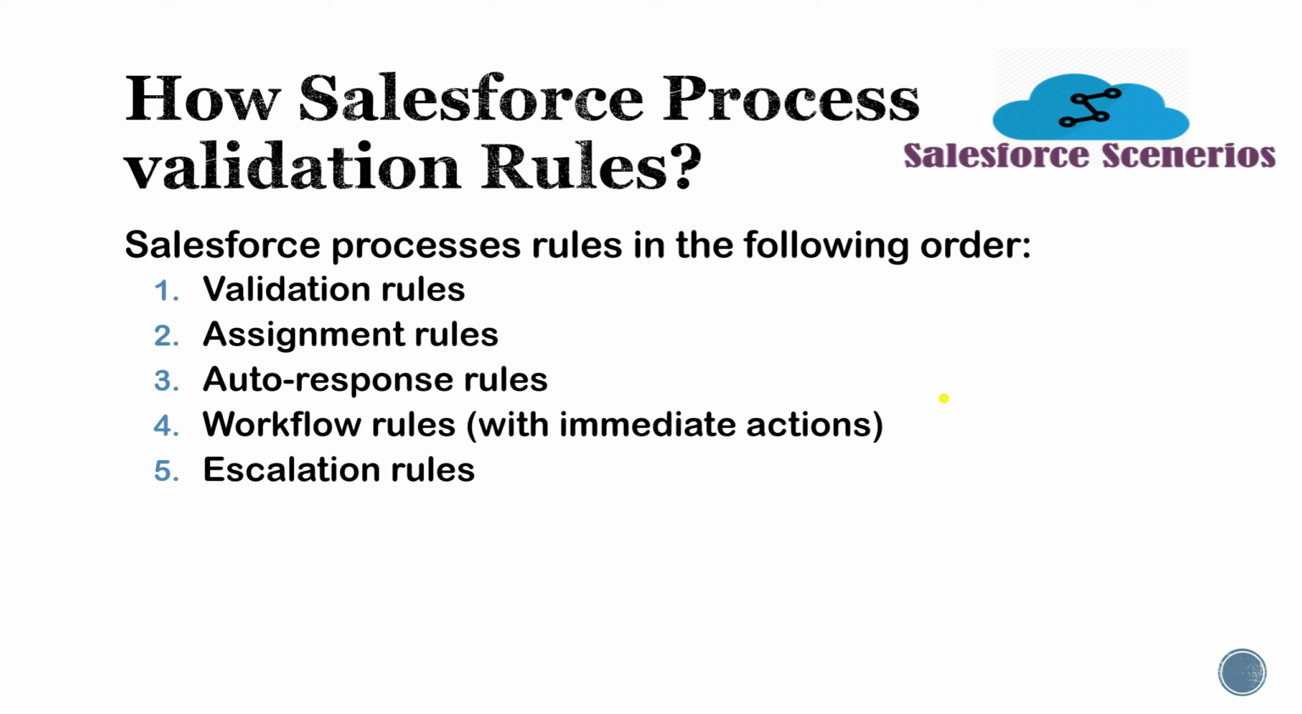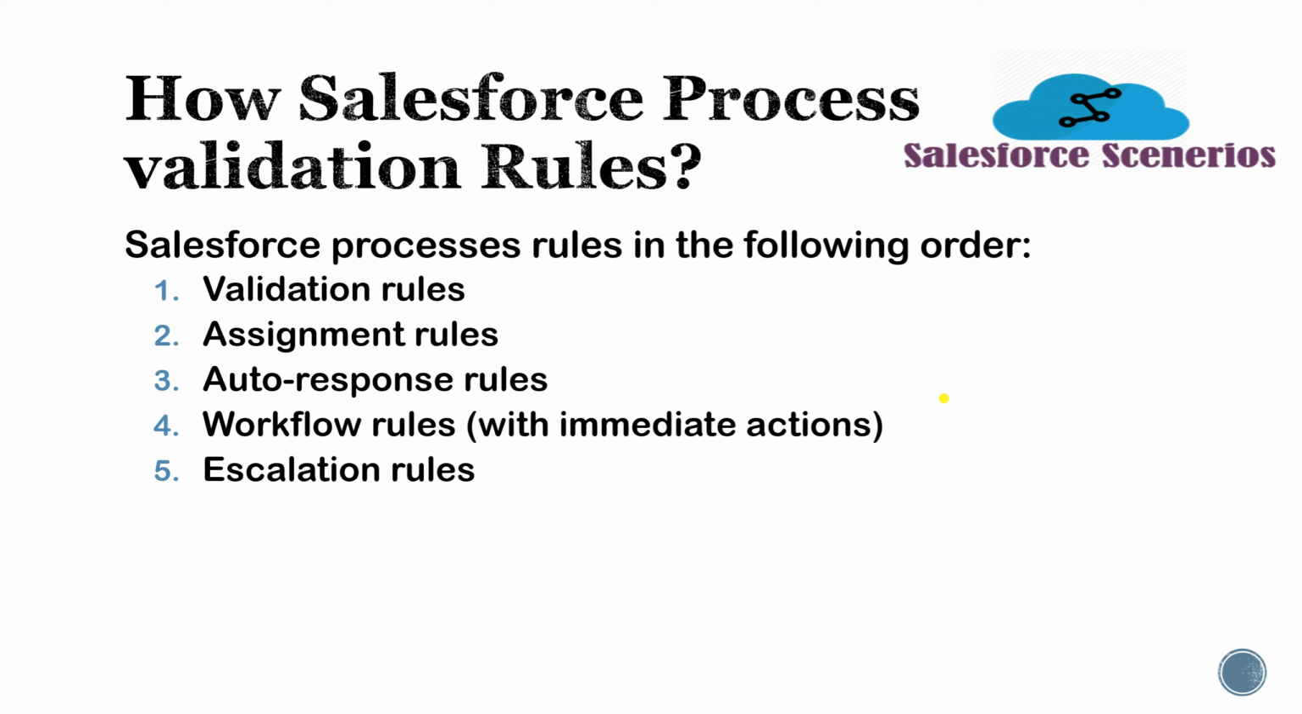Another important point, guys: if we are applying a validation rule on a certain object to a particular field, and that validation rule evaluates to true, the user will get the error on that field. If it evaluates to false, the record gets saved in Salesforce while applying the validation rule.